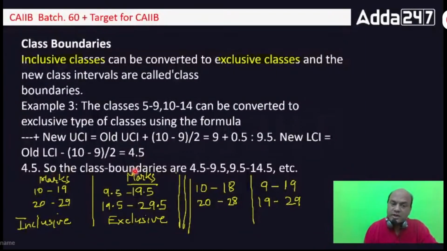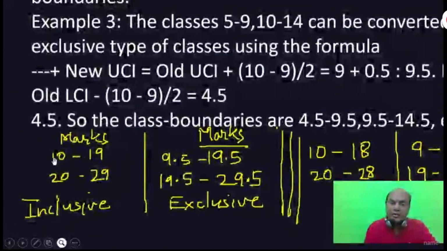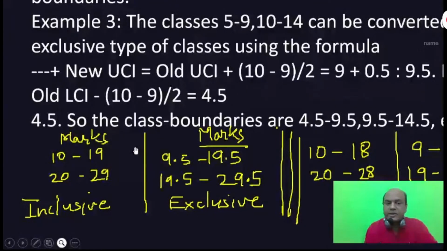Now what is exclusive? Look at this exclusive. In exclusive, it is starting from 9.5. Now what is 9.5? This 10 is an inclusive part. What I will do is, for this 10 I will take 0.5 on this side, and for 19 I will take 0.5 on this side. So this is 9.5 to 19.5. Now if you find the difference between them, it is 19.5 minus 9.5, so it is 10 again.